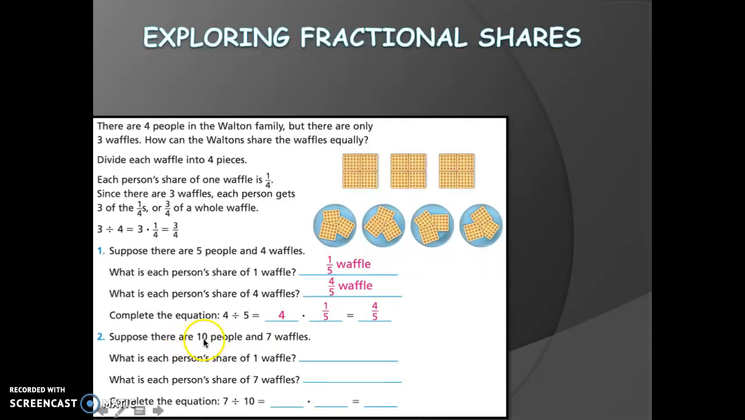Now, suppose there are 10 people and 7 waffles. So with 10 people, we're going to take a waffle and divide it into tenths. So each person's share of 7 waffles is going to be 7 times a tenth, or 7/10. So that means we took 7 waffles, divided them up by 10 people, which really meant we took 7 times a tenth to get our 7/10.